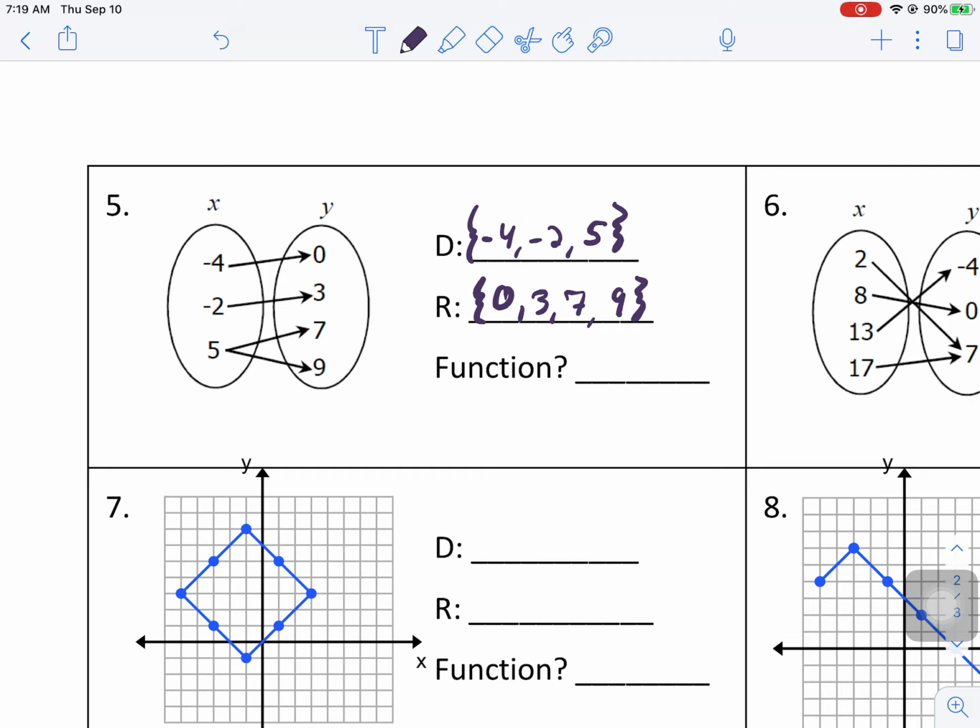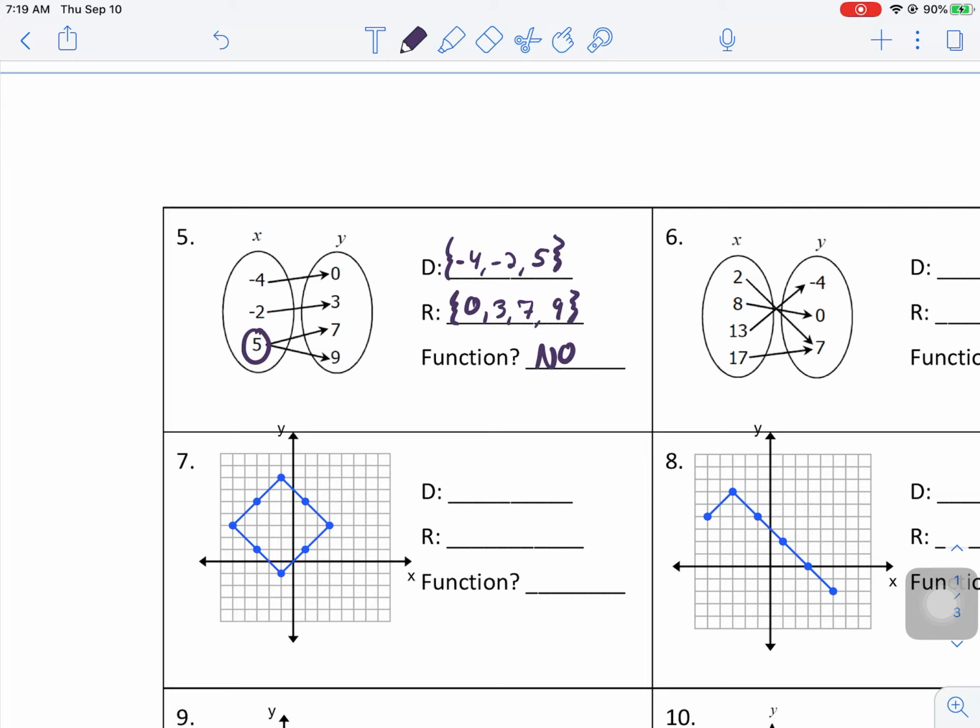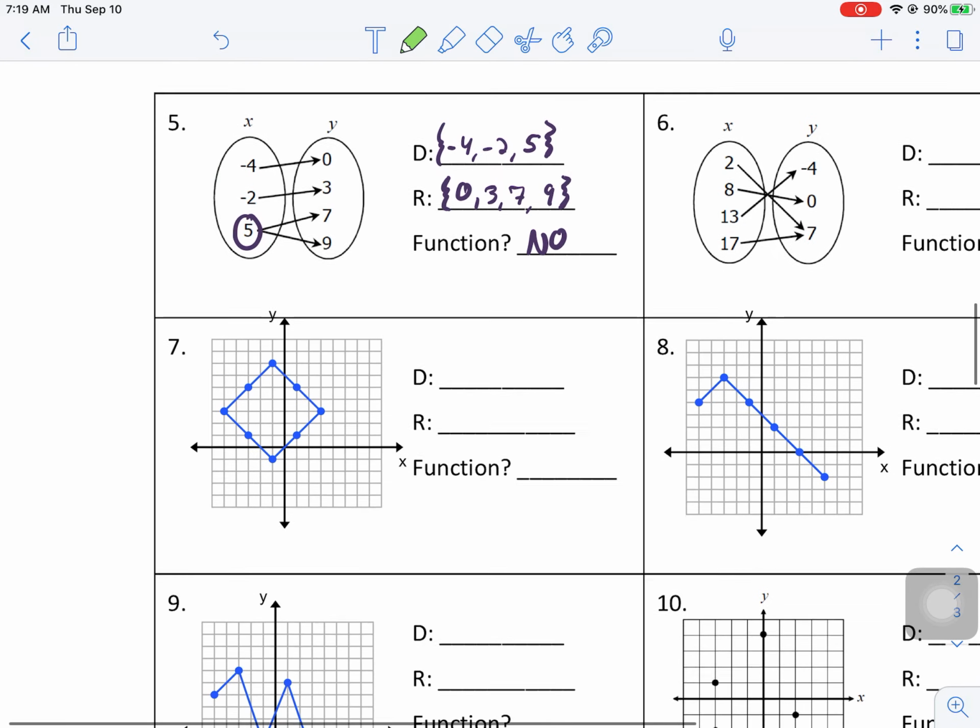In this question, all of the x values get used. That's our first check. The second check is, do any x values repeat themselves? And it looks like right there, 5 does repeat itself. So this is not a function, okay? Just say no. All right, let's keep going.